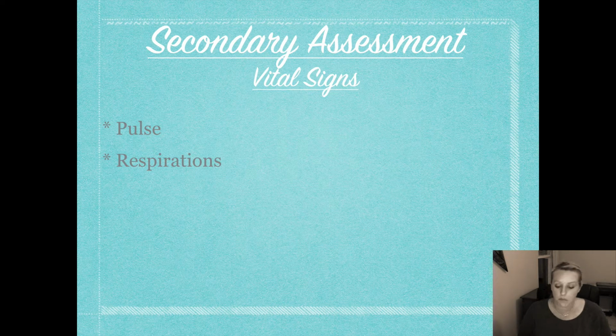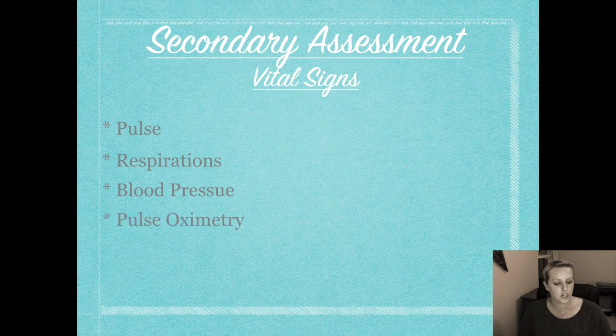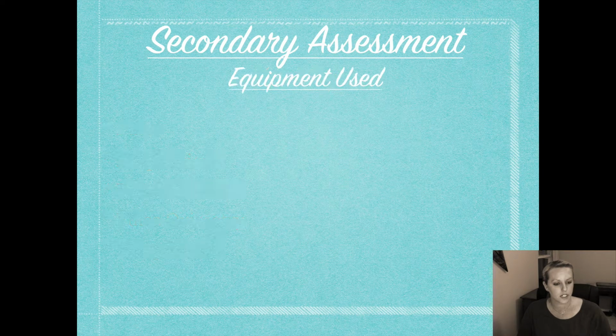Respirations, again, get your number here. And we also want to know any accessory muscle use, shallow, deep, rapid, regular, irregular. Blood pressure, pulse ox, temperature.